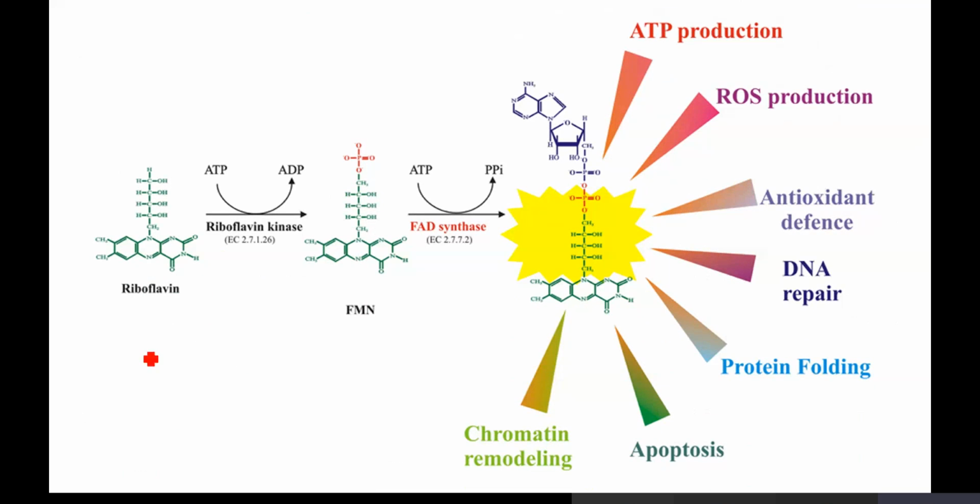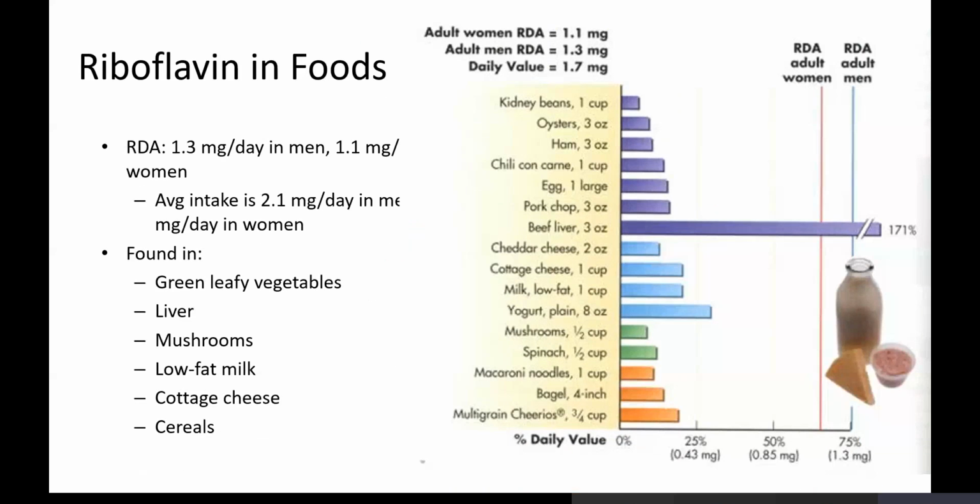If you see, riboflavin gets converted to form FMN, and then further to FAD, and these coenzymes have lots of functions like antioxidant defense, DNA repair, protein binding, apoptosis, chromatin remodeling, ATP production, and so on and so forth. FMN, flavin mononucleotide, and flavin adenine dinucleotide are two very important coenzyme forms of riboflavin. Please remember.